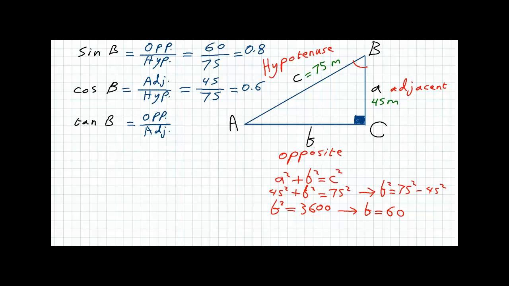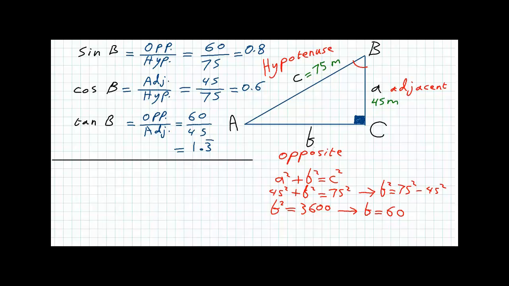Also, to find the tangent, we divide the opposite side, which is 60, over the adjacent side, which is 45, and this is going to be equal to 1.3 repeated. Notice here that the tangent can be more than 1.